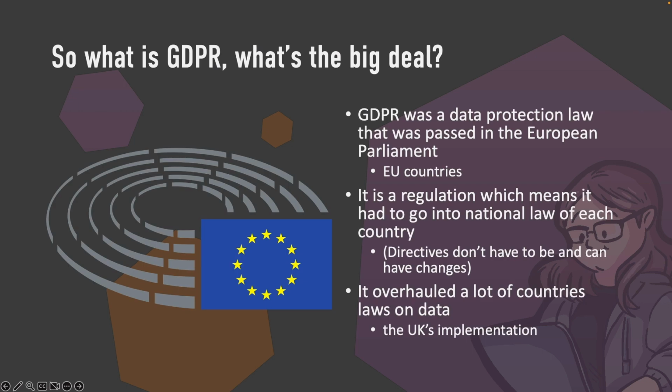So GDPR was a data protection law that was passed in the European Parliament. So it applies to EU countries plus the UK because the UK ratified it before we left the EU. So it's what's called an EU regulation, which means it has to go into the national law of each country. And in fact, it has wording in there that says that if a country has less data protection legislation than GDPR, then you can't store data in those locations. It has to meet at least that EU data protection boundary.